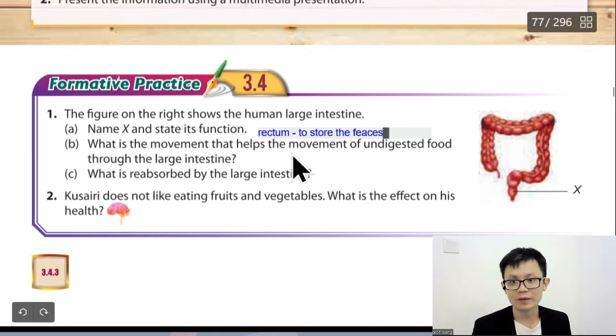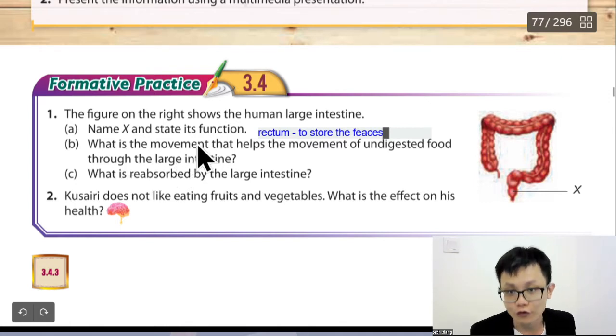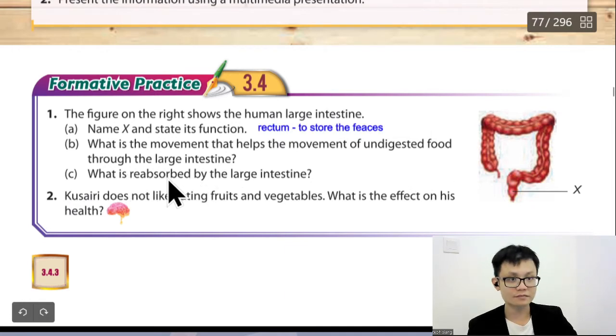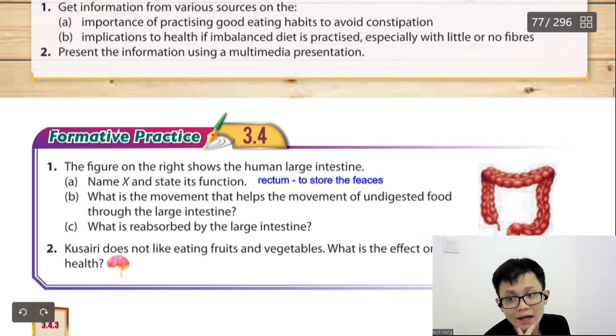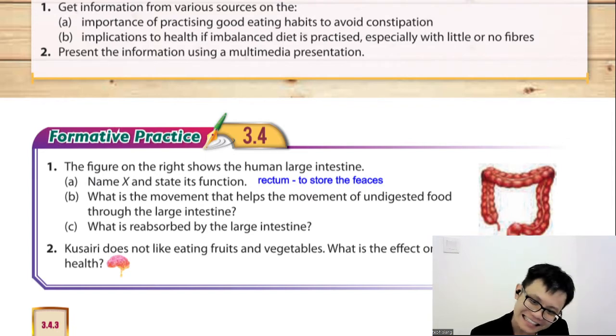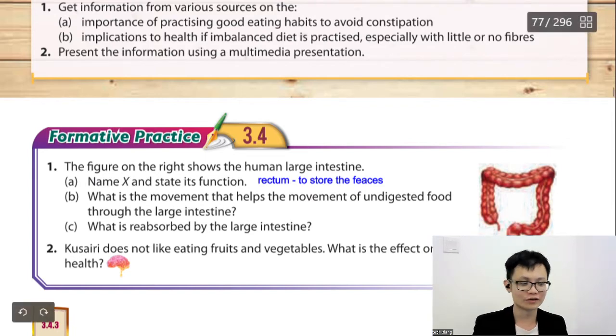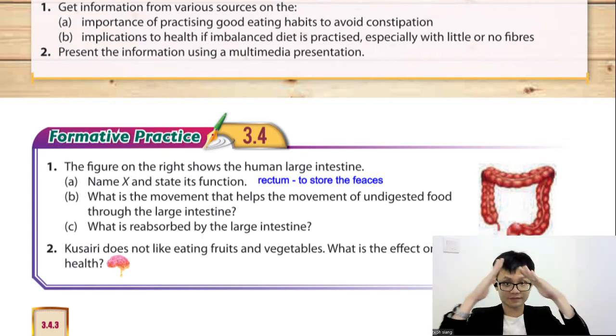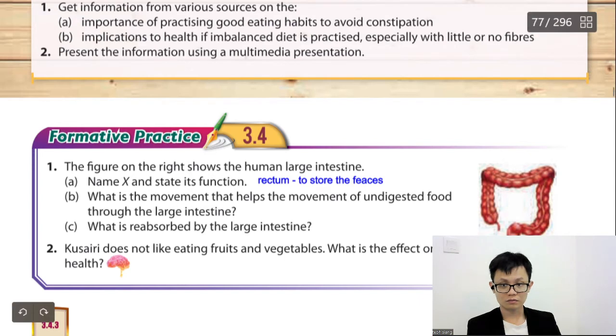What is the movement that helps the movement of undigested food through the large intestine? I think this one is called the ascending or longitudinal contraction, which I don't think is in your book. As far as I remember, in the book it always talks about peristalsis, but peristalsis is more focused on your throat, like pressing. So I'm not sure for this question, but I will just go with the answer of peristalsis. If you guys have a better answer, let me know in the comments.